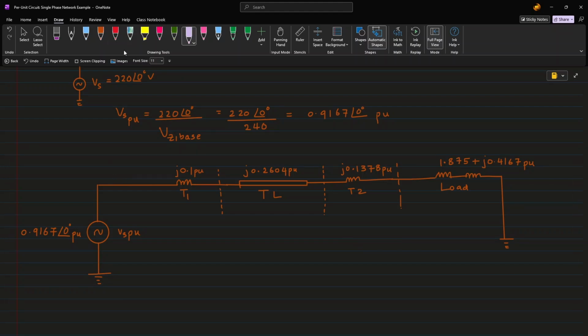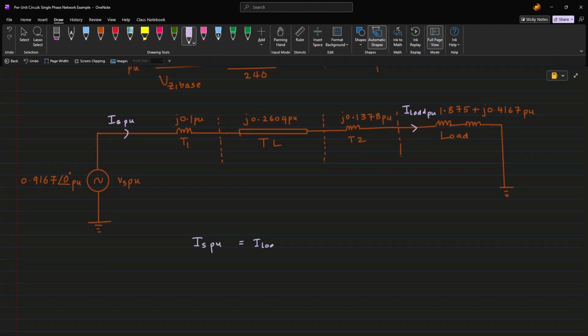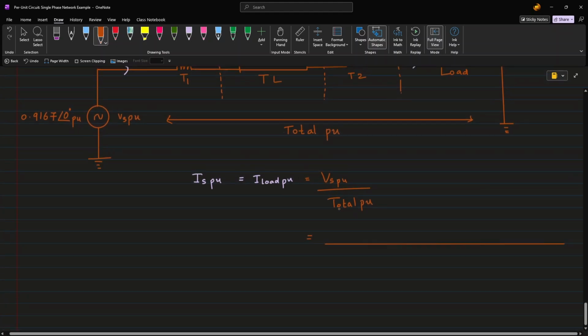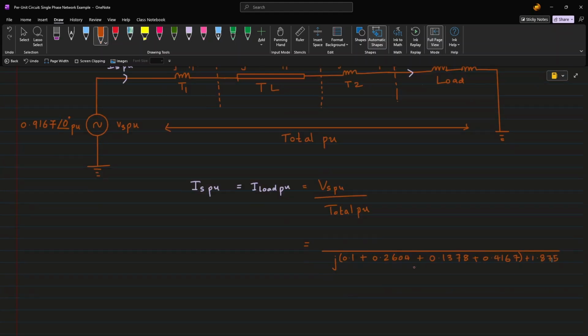We can also represent the current supplied by the generator as IS per unit and the load current as I load per unit. Of course, as this per unit circuit is in series, the supply current and the load current are equal. So if we want to find the load current, we can apply Ohm's law to this circuit, where the current is equal to the supply voltage divided by the total per unit impedance, which in this case is basically the sum of all the per unit impedances in the circuit. From this, we can work out the load current per unit value as shown here.